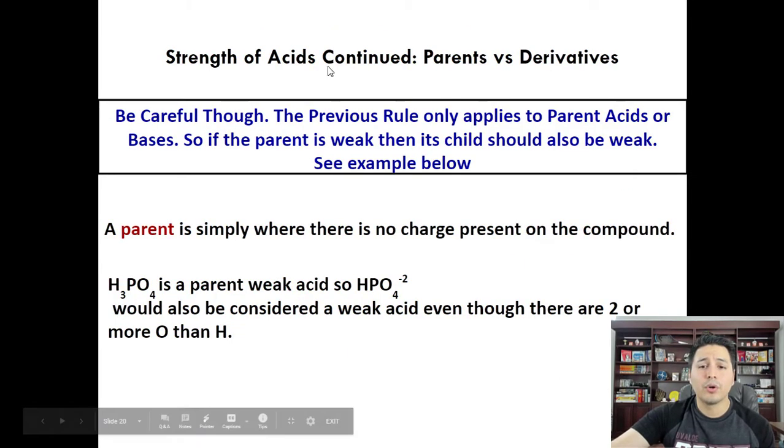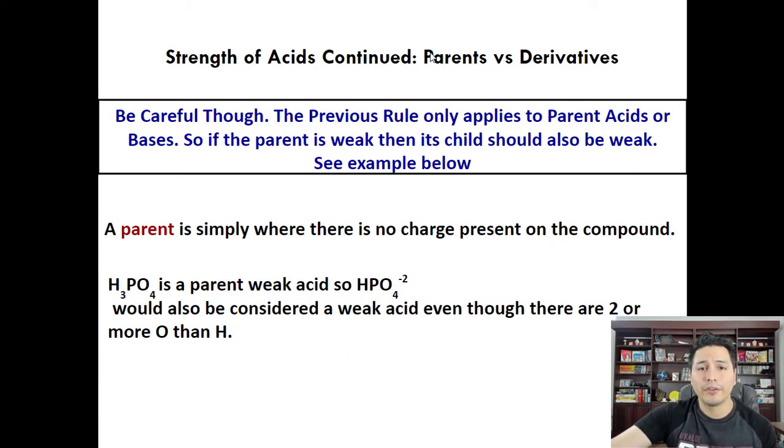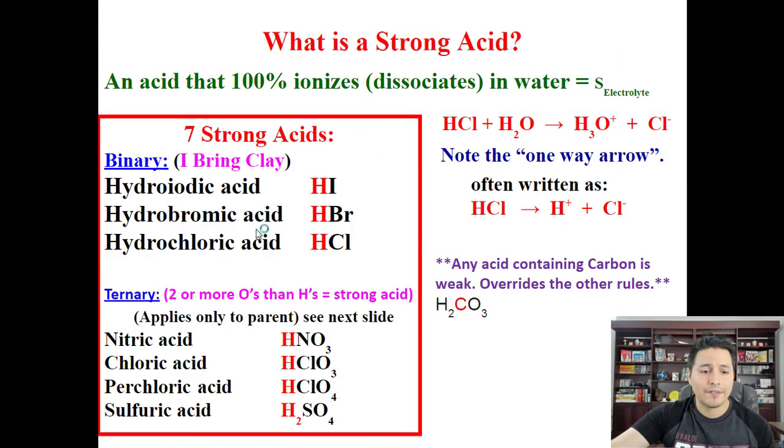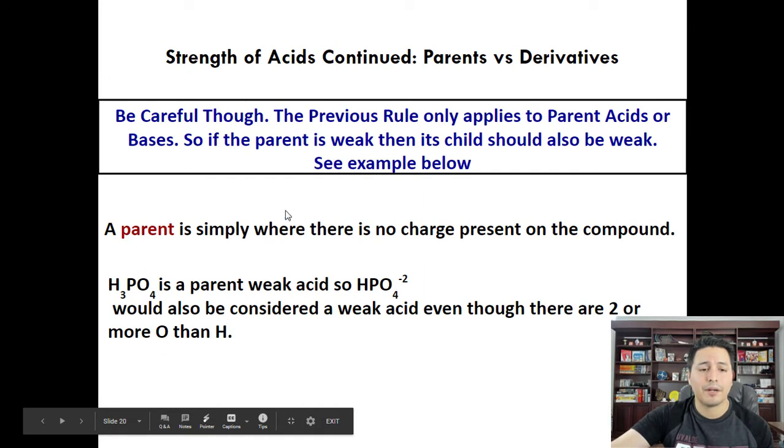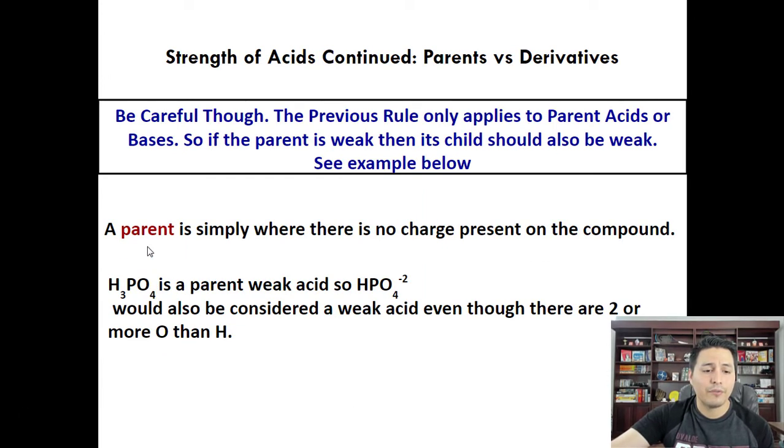All right. So going back to that previous rule, another thing that you've got to watch out for is that the 2 or more O's than H's represents the parent function. So the parent function is going to be your compound that does not have a charge attached to it. If I go back really quick, you're going to see that all of these have no charges on them. So these would all be examples of parent functions, but let me show you what's not a parent function. If you see H3PO4, we say that he's the parent function of this guy.